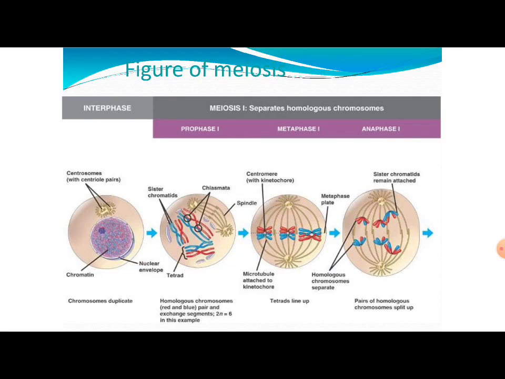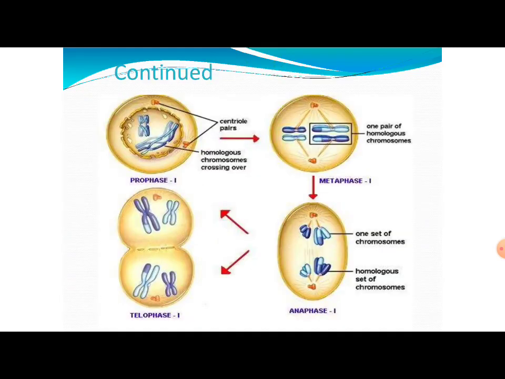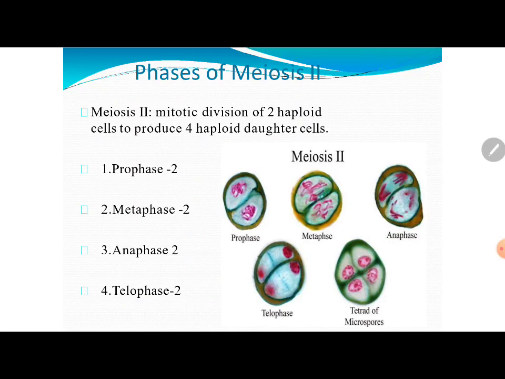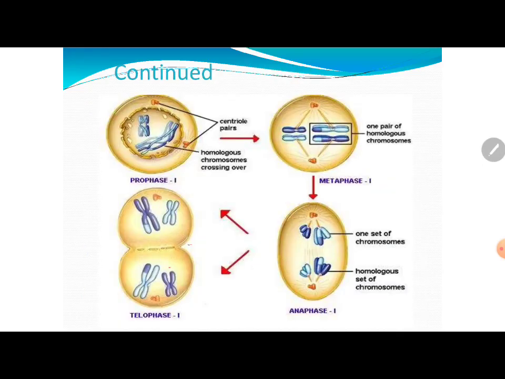This is how the whole meiosis is described here. The prophase 1, the metaphase 1, the anaphase, how it is forming 2. Then in the telophase, you can see the 2 nuclei are formed within the same cell. Now, meiosis 2 is the mitotic division of 2 haploid cells to produce 4 haploid cells. At this stage, cytokinesis does not take place.